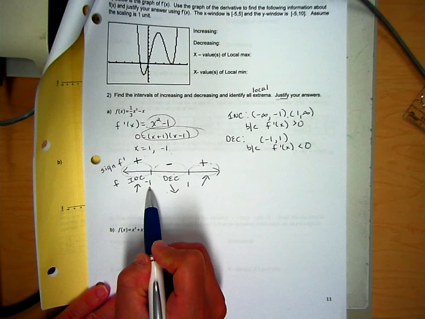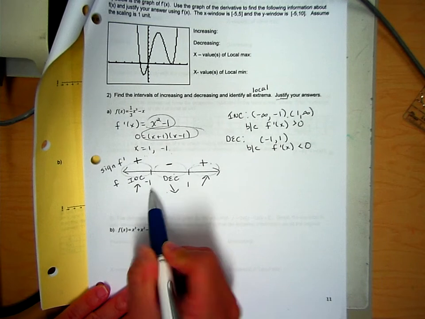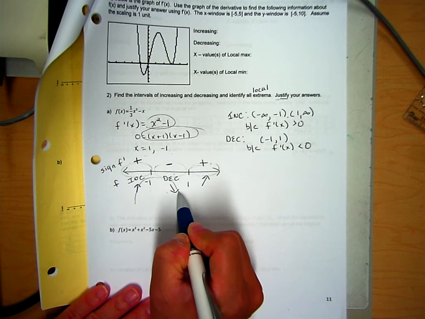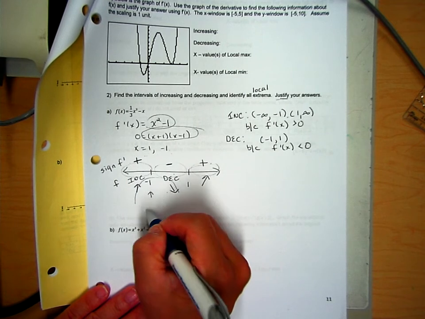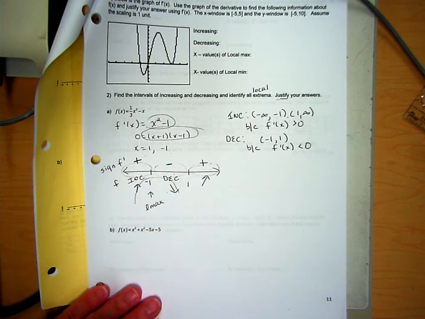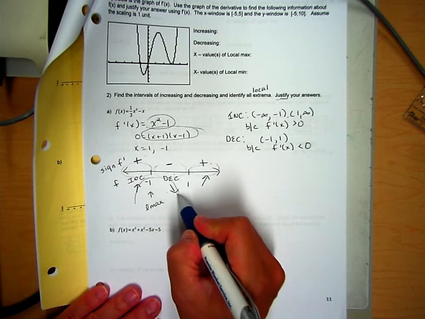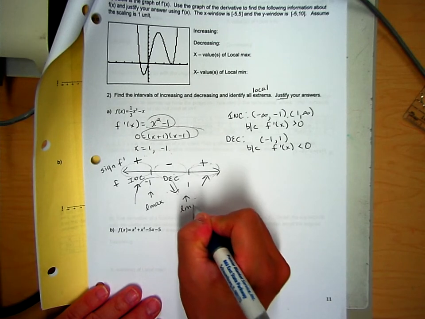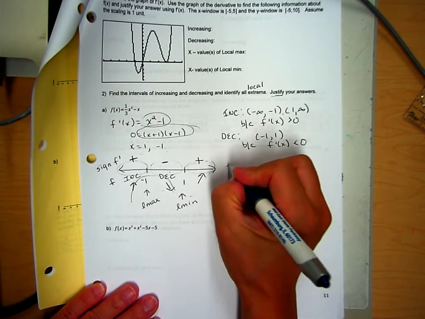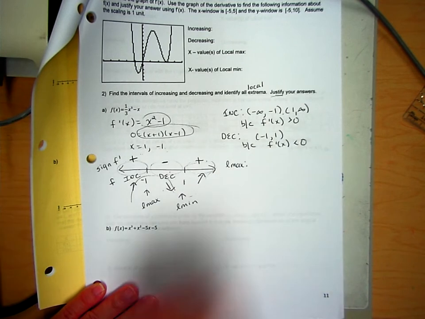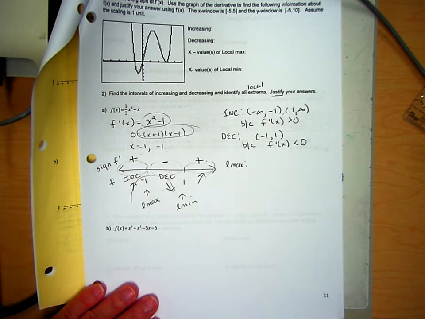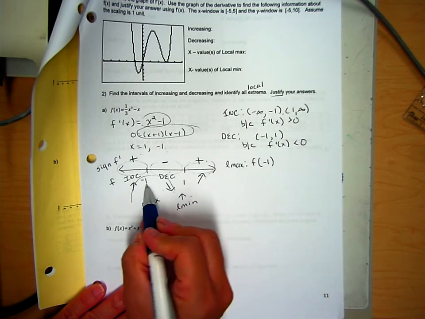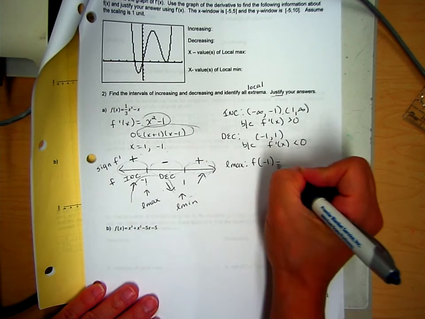Now let's look at what we just found out from here and see what's happening. The original function is increasing and then decreasing. So that means right here there has to be a local max that's happening. And then from here the graph goes from decreasing to increasing. So right here is a local min. And the way that you show your answer is you're going to tell me that your local max, and we always want the y coordinate, occurs at f of negative 1. There's my local max, that's my x value, but I want the y value.